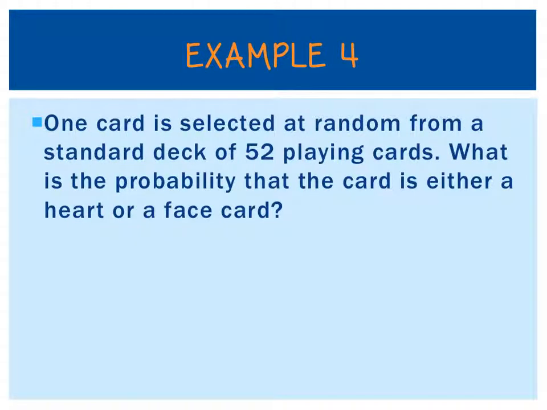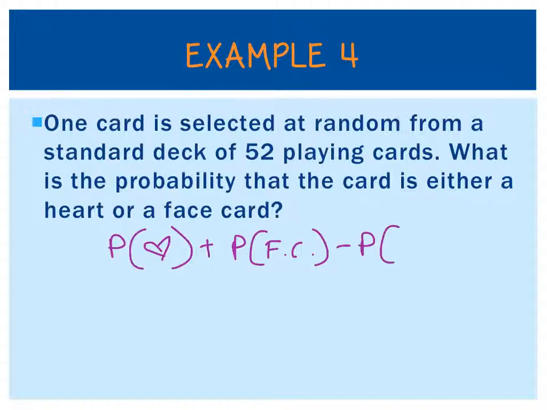All right, example 4. One card is selected at random from a standard deck of 52 playing cards. What's the probability that the card is either a heart or a face card? So would heart and face card be mutually exclusive or not mutually exclusive? Not, because it can be both a heart and a face card, right? So I'm going to do the probability of the heart plus the probability of the face card minus the probability of the heart that is a face card.